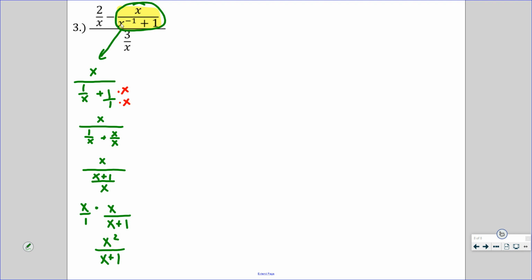All right. So here's what we have now. Let's write this right here. I have 2 over x minus x squared over x plus 1. The nice thing is, guys, look at my denominator. My denominator is a single fraction.